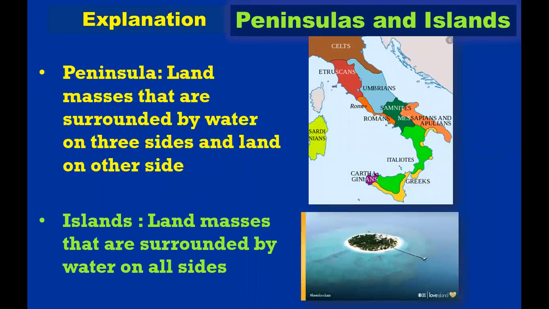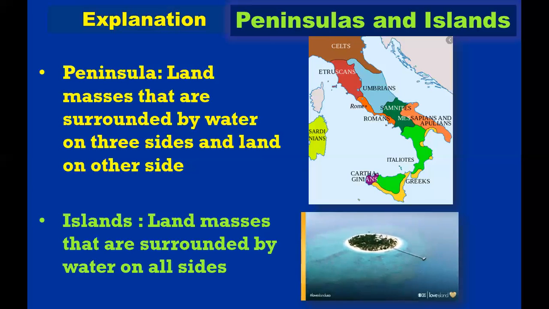Now let us see different landmasses which we find in Europe. One is a peninsula. A peninsula is a piece of land surrounded by water on 3 sides. Now in Europe you can find Italy. Italy is in the Mediterranean Sea, and it is surrounded by water on 3 sides, and the other part is attached to land. In the same way, even India is called a peninsula.